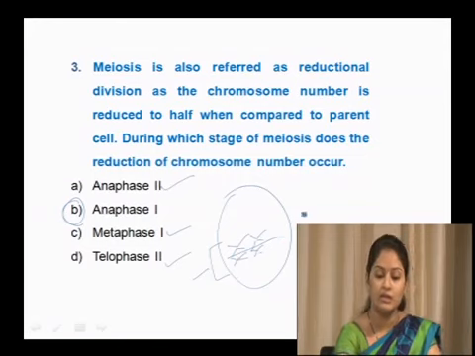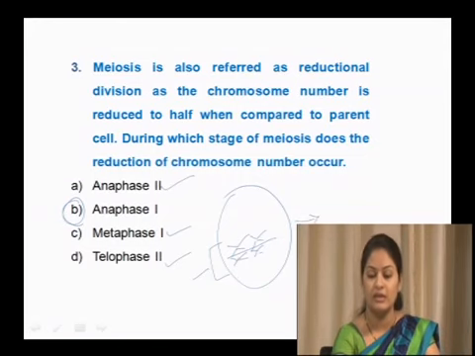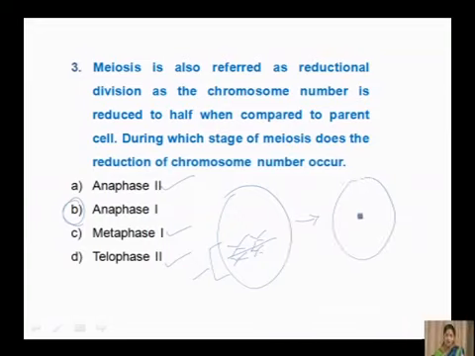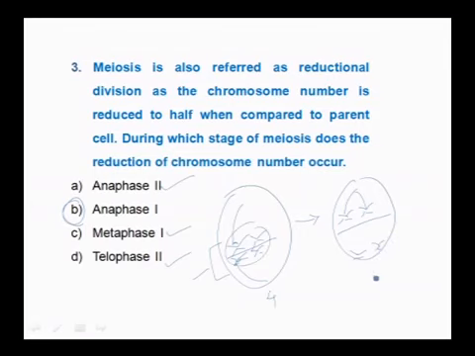But when it enters the next stage, anaphase 1, because the kinetochore is associated with the spindle fibers on only one side, the entire chromosome is shifted to the poles. The sister chromatids are not separated. So one pole gets 2 chromosomes and the other pole gets 2 chromosomes. The original chromosome number was 4 here. Now each pole has 2. Therefore, anaphase 1 is actually reducing the chromosome number. You can come to the conclusion that B is the answer.